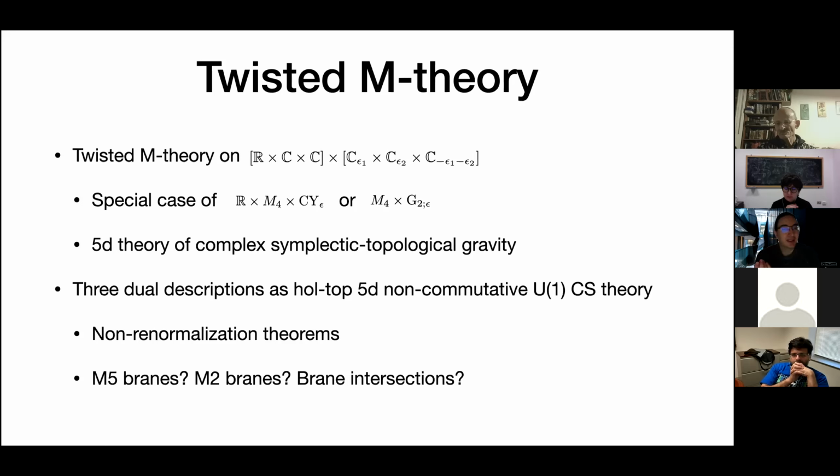And remarkably, it seems that using these ideas of twisted M theory, you can derive at the very least some protected subsectors of the six-dimensional theory rigorously. Protected subsectors that might be enough to then determine the whole theory through bootstrap.